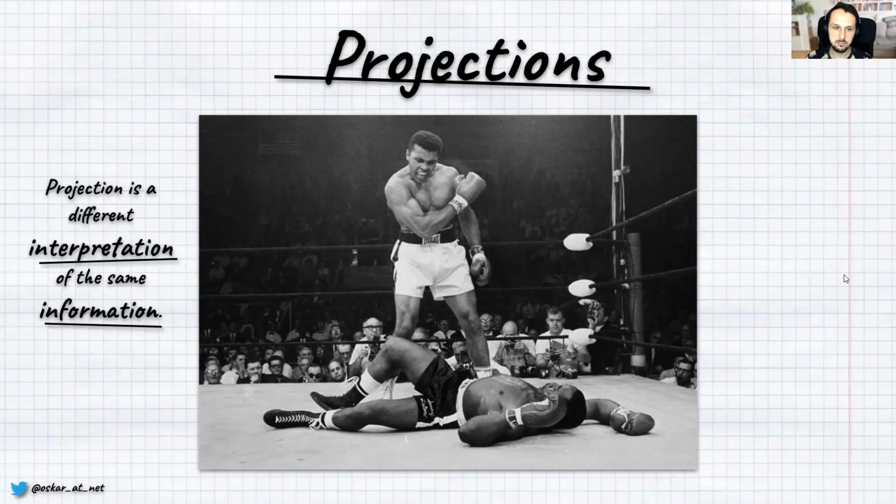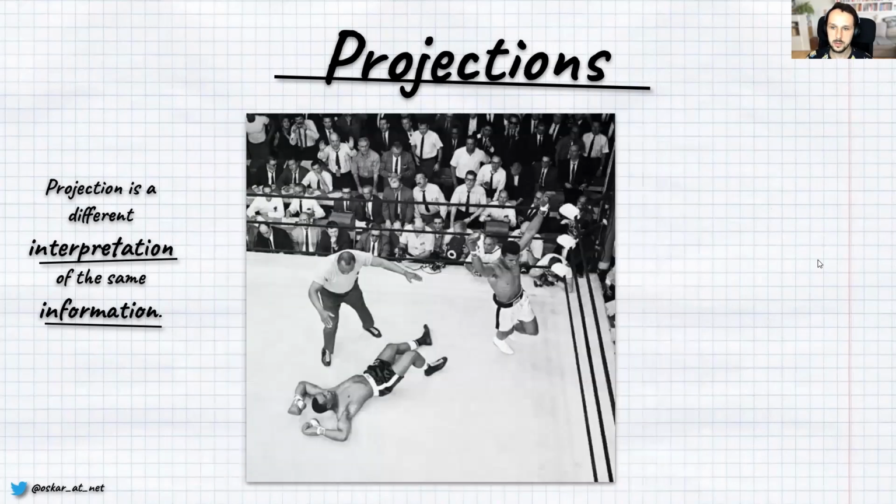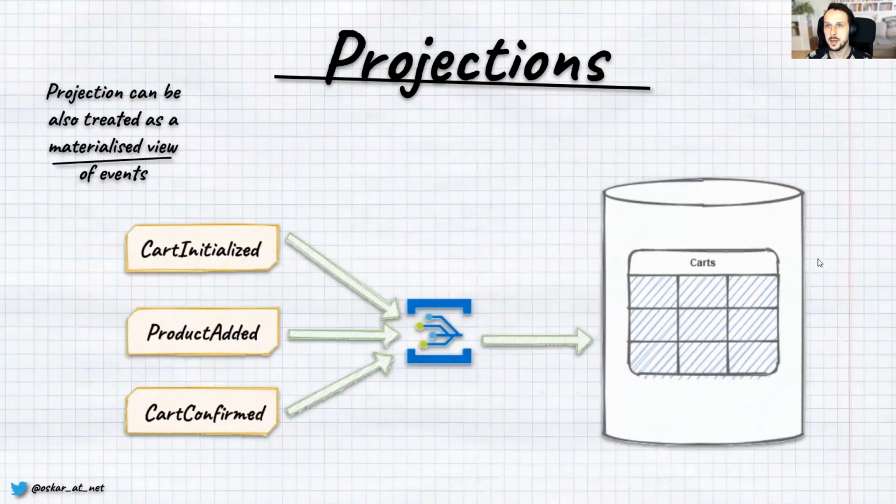Projections are different interpretations of the same information, of the same facts. I like to show this picture because it shows that the same fact, the ending of the boxing fight, can be interpreted totally differently by the winner and by the loser, in this case, Muhammad Ali and Sonny Liston. What's more interesting about this photo is that the audience also interpreted that differently. The fact that the fight was finished, till this day, some people argue whether that was a rigged fight or a real fight.